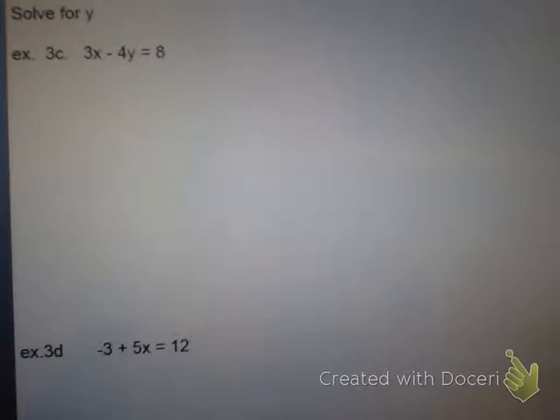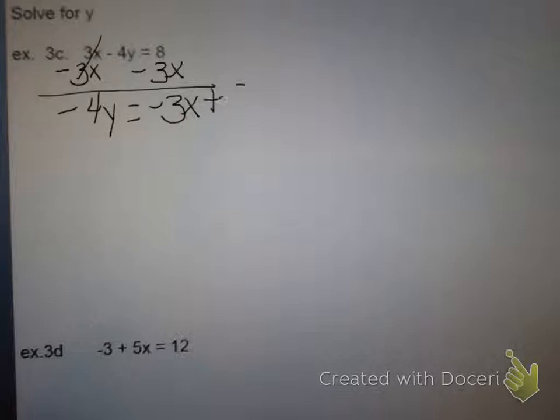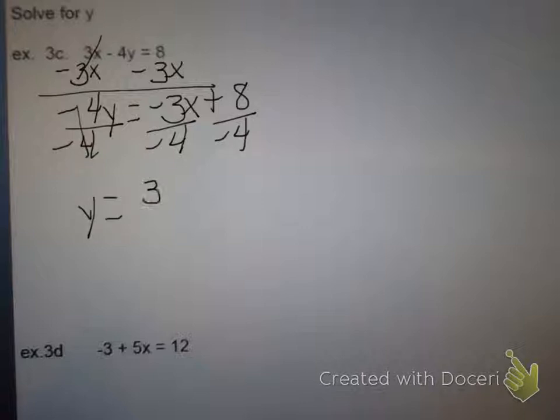3c, we're going to solve for y, so we're going to subtract 3x on both sides. So that's negative 4y is equal to negative 3x plus 8. Divide everything by negative 4. So negative divided by negative is a positive 3/4 x. Again, make sure you center the x. Positive 8 divided by negative 4 is a negative 2.